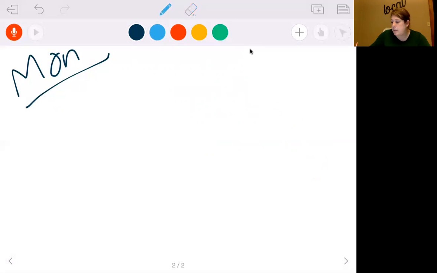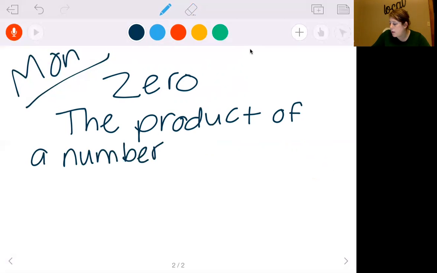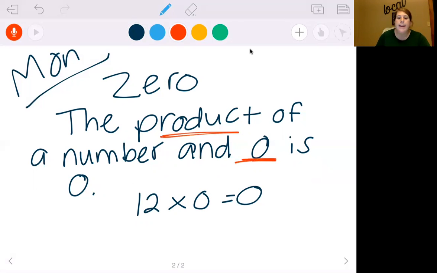Okay, your next one is the zero property. This one's almost like identity, except this time the product of a number and 0 is 0. This one would be something like 12 times 0 equals 0. For this one, your keyword is going to be product of 0. Anytime you see the 0, it's obviously going to be the zero property. And again, this is something you know, anything times 0 is 0. All we're doing is adding that name to it.